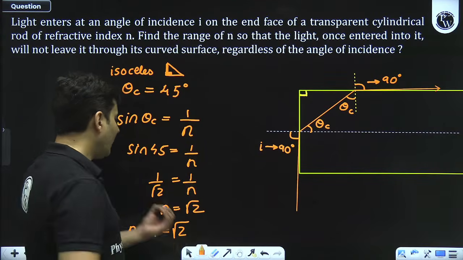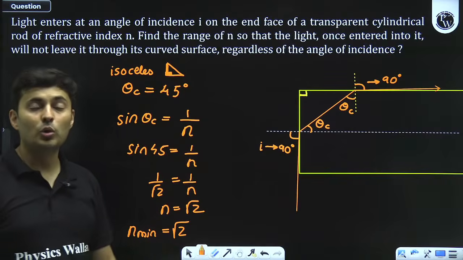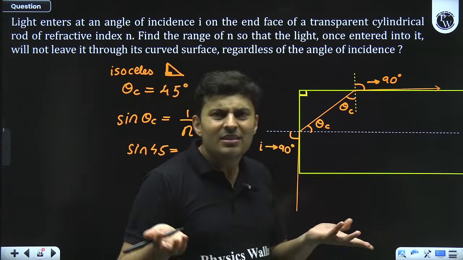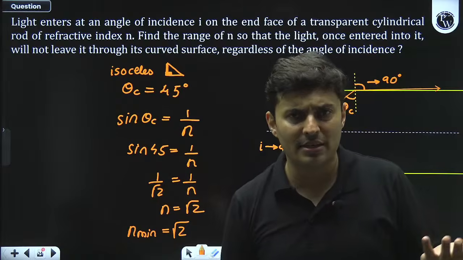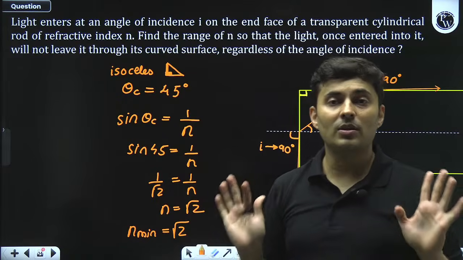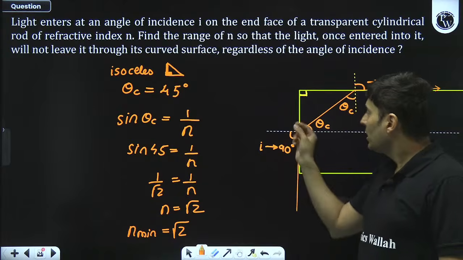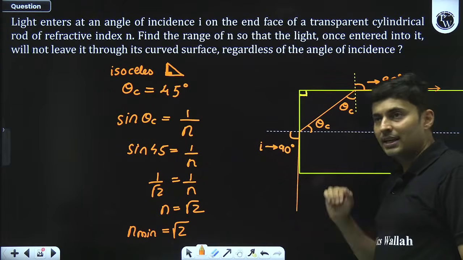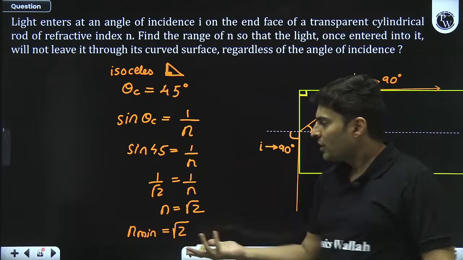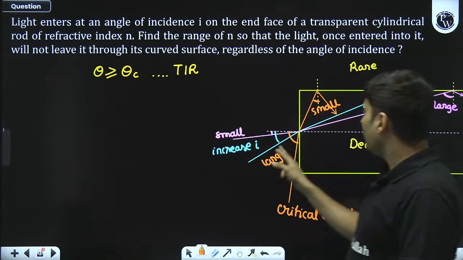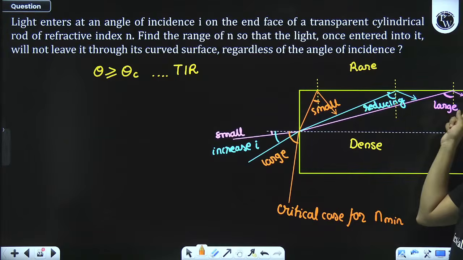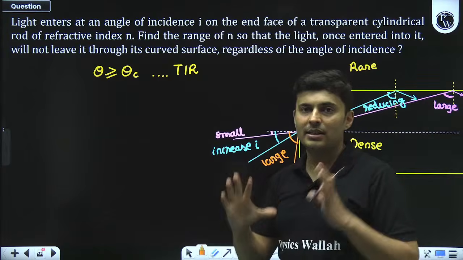So in general, n should be more than root 2, 1.4. 1.4 is a decent refractive index, achievable. It's that small, that's all. So any refractive index more than root 2 will ensure that even the most extreme ray is getting internally reflected. So these other rays never even had a chance because their angles were even larger. So they must get internally reflected.